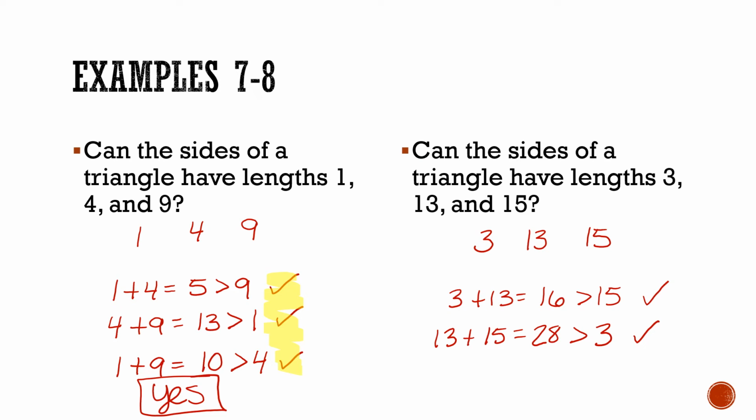And then we're going to use the 3 and the 15, which equals 18. 18 should be greater than, which number did we not use when we added 3 and 15? We didn't use the 13. 18 is greater than 13. So 3 check marks means that yes, it would create a triangle.